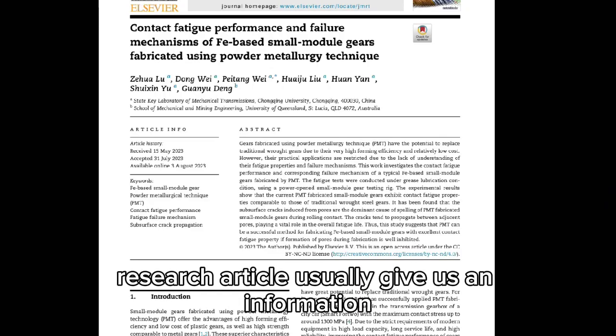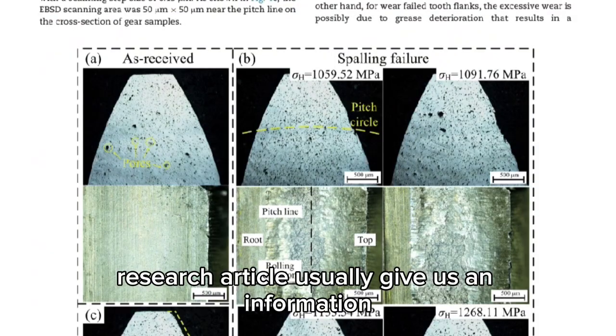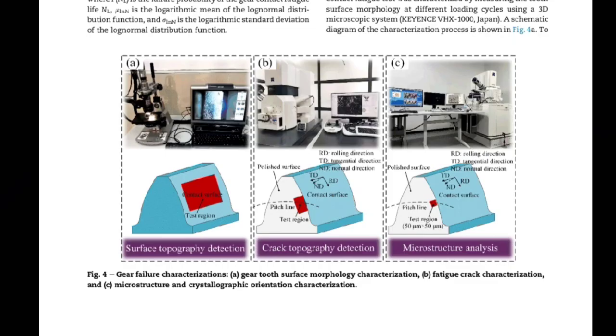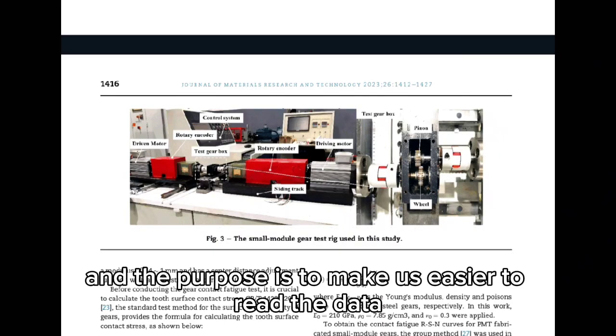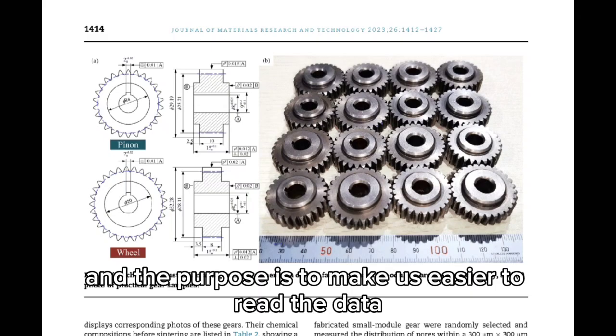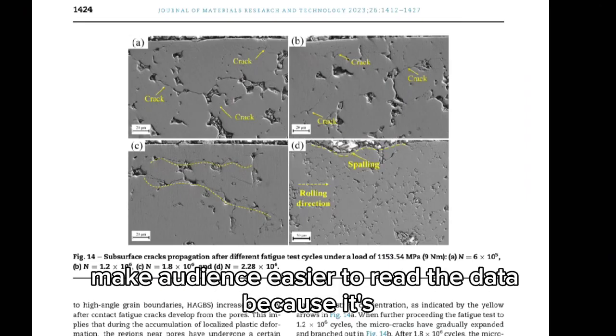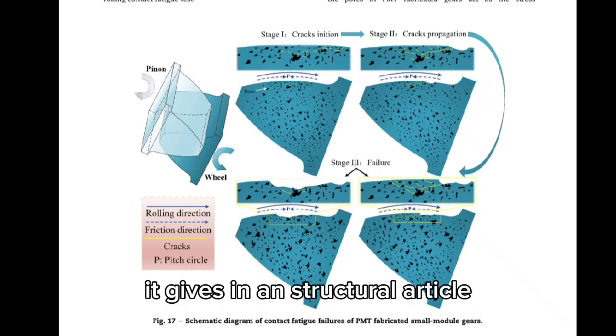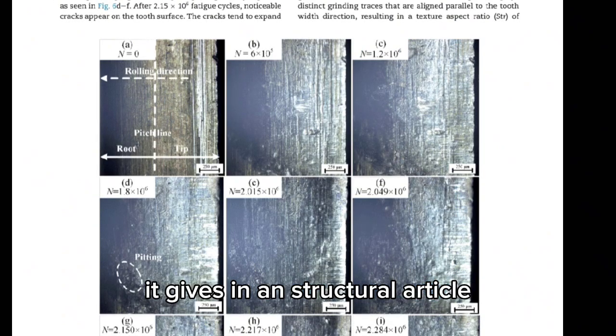Next, we will discuss the content and purpose of the three articles. First is the research article. A research article usually gives us information, the data from their research. And the purpose is to make it easier for the audience to read the data because it is given in a structured article.